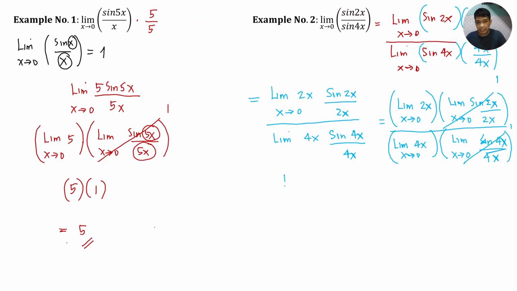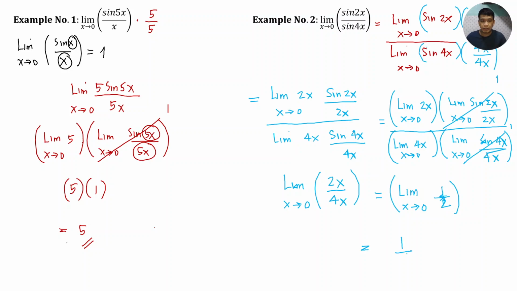But this can be written as the limit as x approaches 0 of 2x over 4x. And 2x over 4x is equal to 1/2. So, the limit as x approaches 0 of 1/2, and the limit of a constant as x approaches any number is the constant. So, therefore, this is the answer to the limit of sine 2x over sine 4x as x approaches 0.